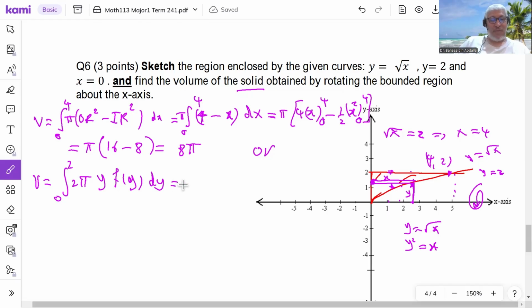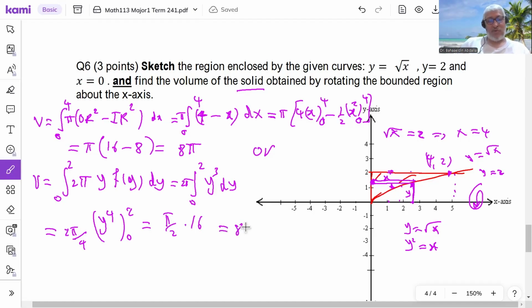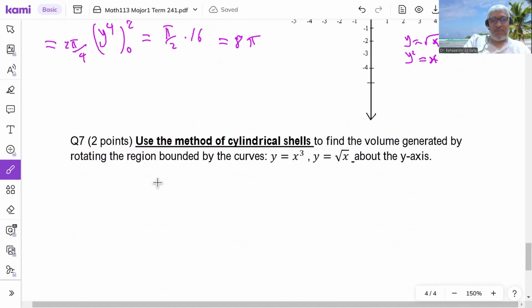So the integral would be from 0 to 2. You can take 2 pi outside if you like. y times f of y, which is y squared. So I'll have y cubed dy, and this would be 2 pi. And the integral of y cubed is y to the power 4 over 4 from 0 to 2. And this is pi over 2 now, 2 cancels with 4, and 2 to the power 4 is 16. So 16 times pi over 2 is 8 pi, which is the same answer. So whether you solve it by this method or this method, your answer is correct.